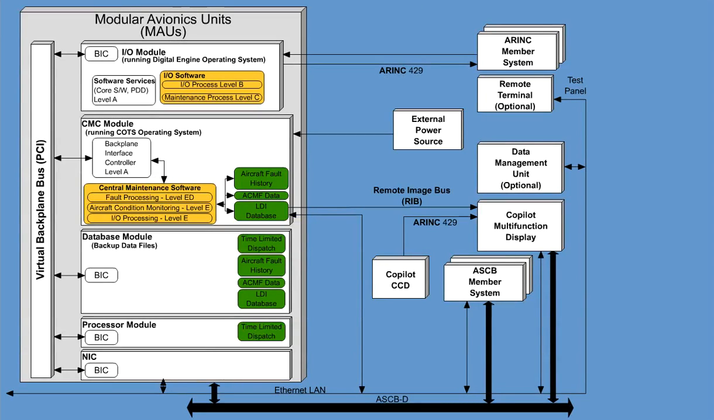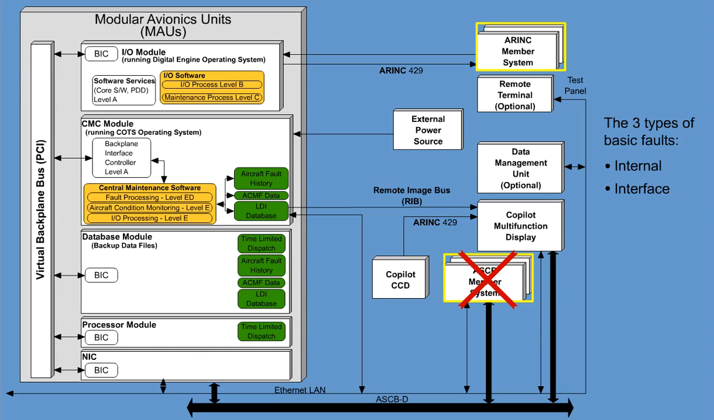Member system faults. The term member system refers to any system installed on the aircraft that complies with the CMC interface requirements and that implements the features of the CMC. The member systems provide fault reports to the CMC, which indicate a malfunction of a part of a system. The CMC will display faults based on three types: internal, interface, and probe sensor.